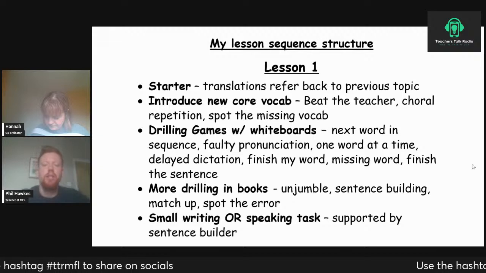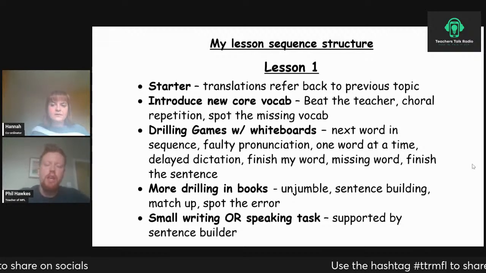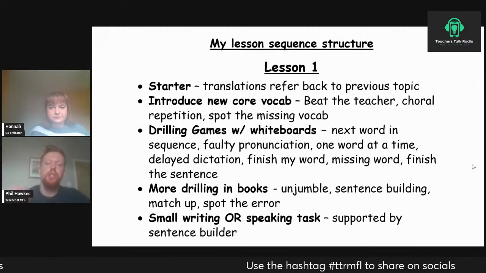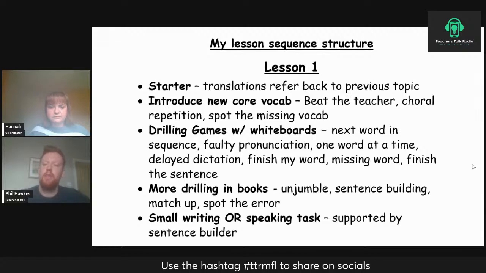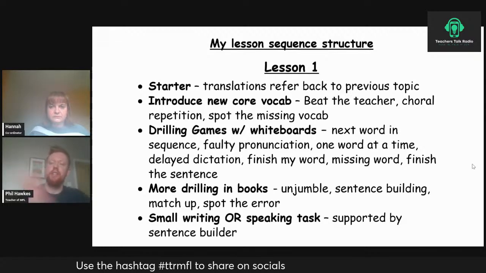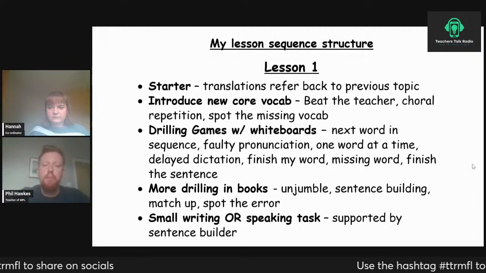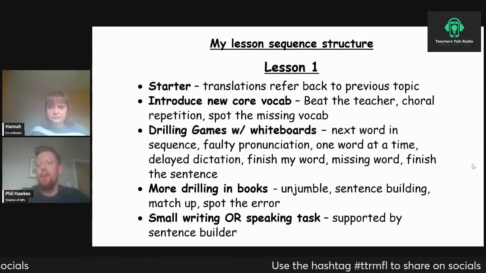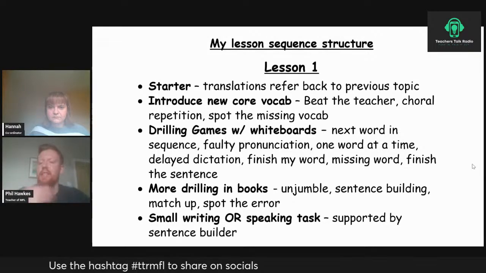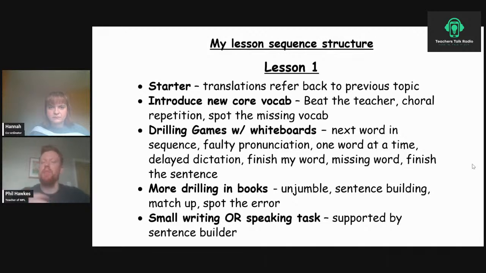So a small writing task or a small speaking task supported by a sentence builder, just so you can show at the end of the lesson that the students are able to produce something that they couldn't at the start, because I think that's how you engage MFL pupils. If you're able to show them, wow, you can say this in French now, you can say this in Italian now, you can say this in Spanish now. That's something tangible that they've got, and it really motivates them.